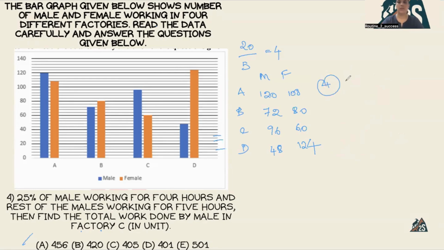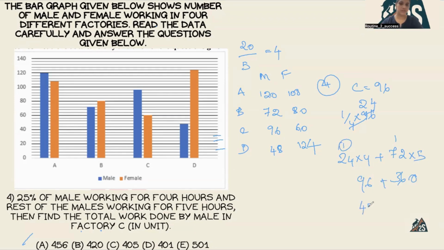Let us see the fourth sum. 25% of the males work for 4 hours and the rest of the males work for 5 hours. How much total work is done by the males in factory C? So C total male is 96. 25% is 1/4 of 96, which is 24. 24 people are working for 4 hours. For the rest of the people, how will you find? 96 minus 24, 72. 72 people work for 5 hours. So we have to calculate the total working hours, 156. That is your answer.